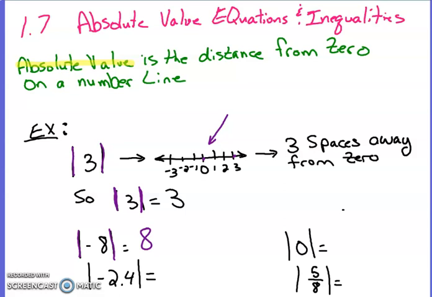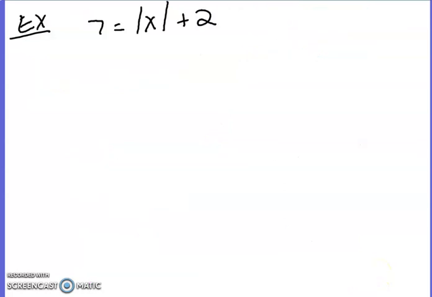It's always positive numbers. So the absolute value of -2.4, again, the distance from 0 to -2.4 on a number line is 2.4. Distance is always positive. This one, the absolute value of 0, well, how many spaces is it from 0 to 0? Well, it's 0. The absolute value of 5/8 is 5/8. All right, those are just reminder problems.